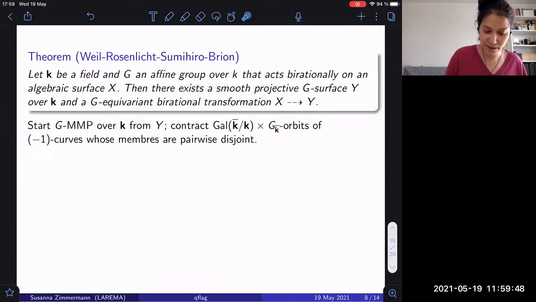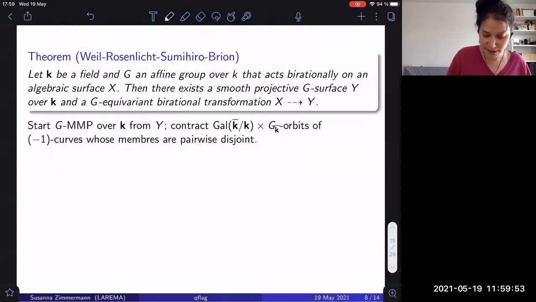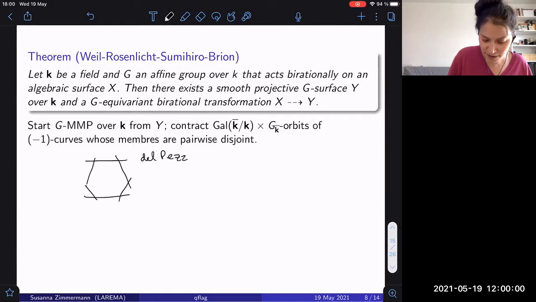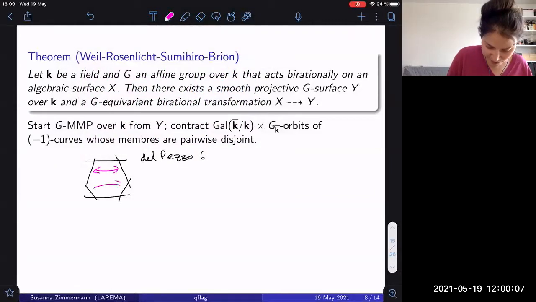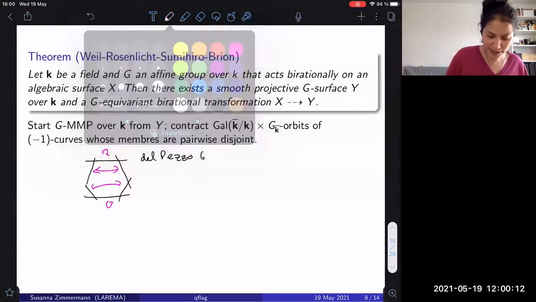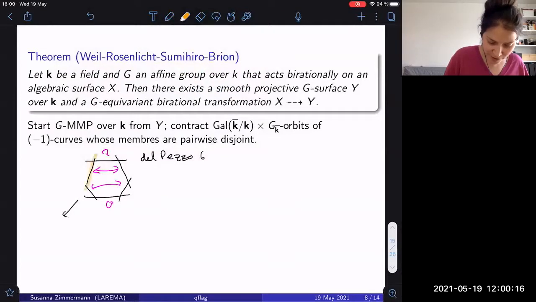And so for instance, in the surface that we had just before, which was a del Pezzo surface of degree 6, we had an action of the Galois group on it, like this. And the way you would do this is you just choose 2 curves that are disjoint and in the same orbit, and then you can contract them simultaneously.